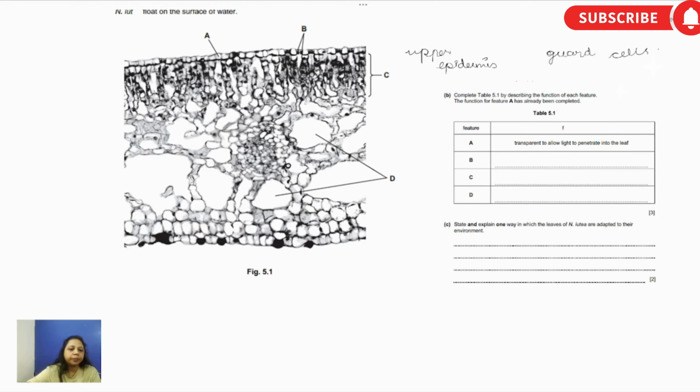A has no chlorophyll, so the light can enter into the photosynthesis. So no chlorophyll is the adaptation. Adaptation is not asked. You just need to write the function. Okay, what is B?